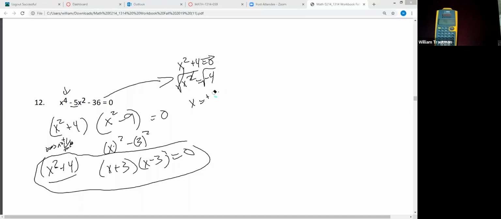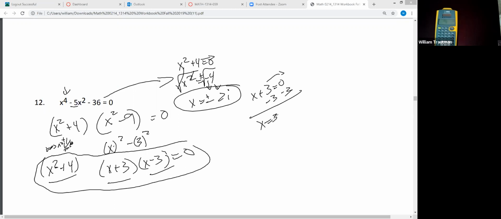Oh, by the way, I actually wrote the answer down wrong because the square root of 4 is 2, and the square root of negative is i. So we do have two answers, plus or minus. There's a plus or minus when you square root a square. 2i. We have two answers there. But we still have answers over here. X plus 3 equals 0. Take the 3 to the other side. And x equals -3. Here is the other answer.